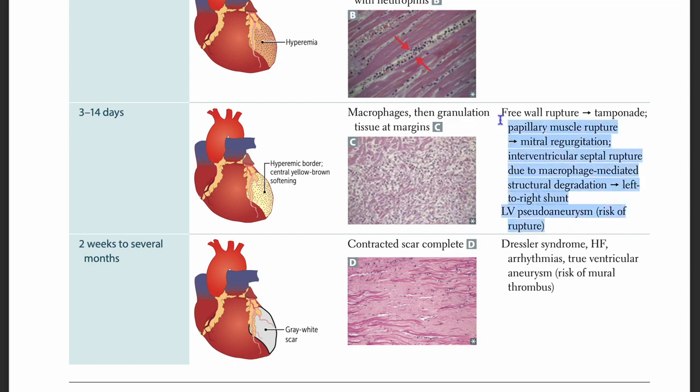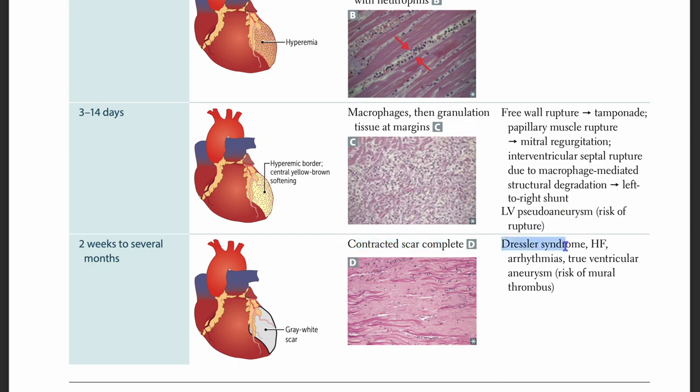So when does this go away? After 2 weeks to several months. Okay, when you get the scar over there. So the scar is going to look gray and white. It's not going to be red anymore or yellow-brown. Okay. This is what the scar looks like. You can't make out any muscle fibers here. All you see is like a blank slate of pink ocean, right? With a little bit of dots in the middle.